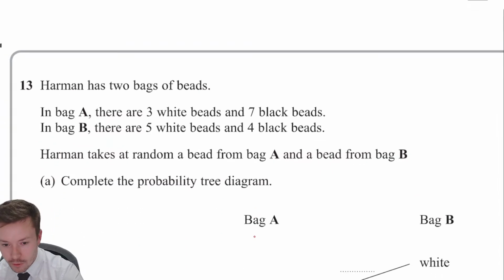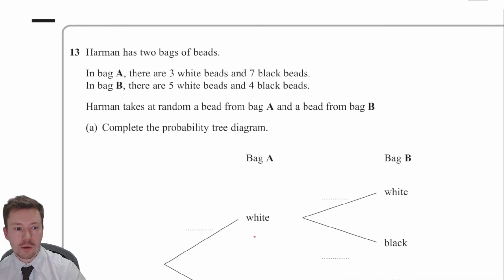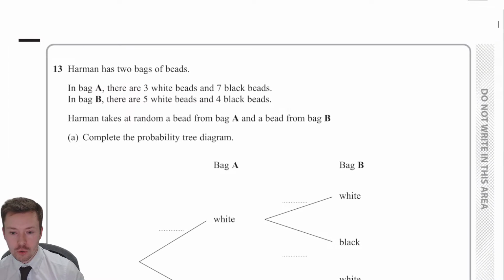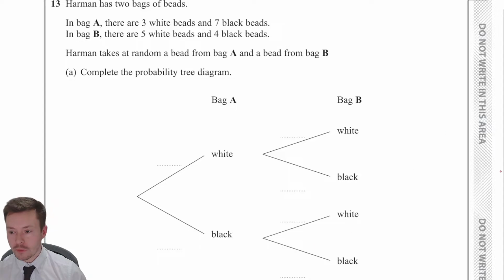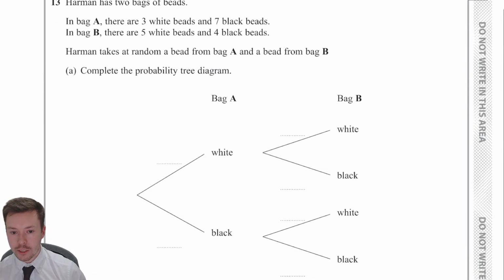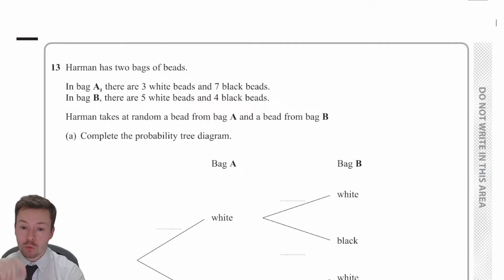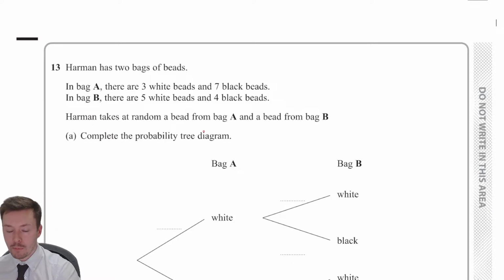Right, next one, we've got a probability question, and zooming out. This is a tree diagram one clearly, which is quite nice. They've given us a tree diagram question. It says, so we'll scroll up slightly, Harmon has 2 bags of beads. So bag A, bag B, they are 2 distinct bags of beads. In bag A, there are 3 white beads and 7 black beads. In bag B, there are 5 white beads and 4 black beads. Harmon takes at random a bead from bag A and a bead from bag B.